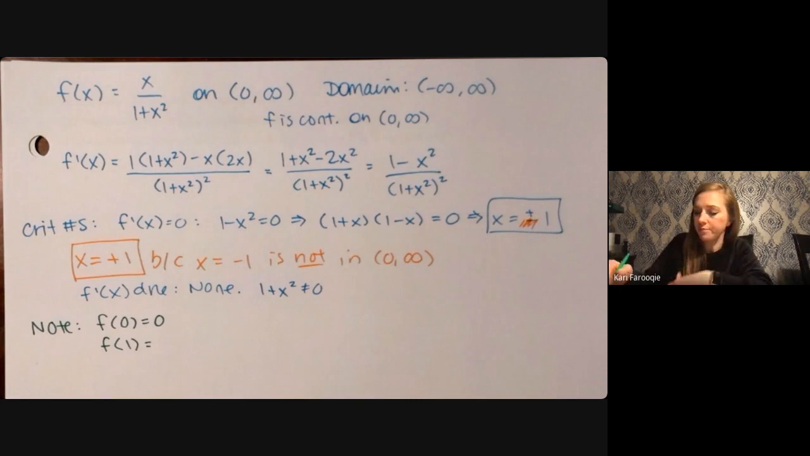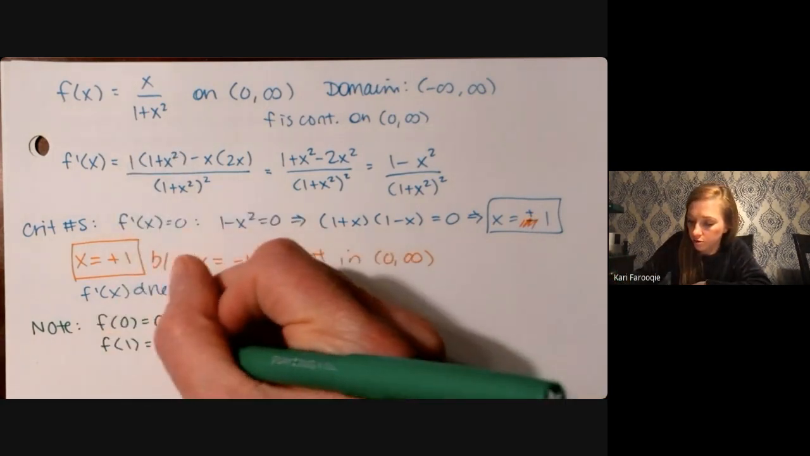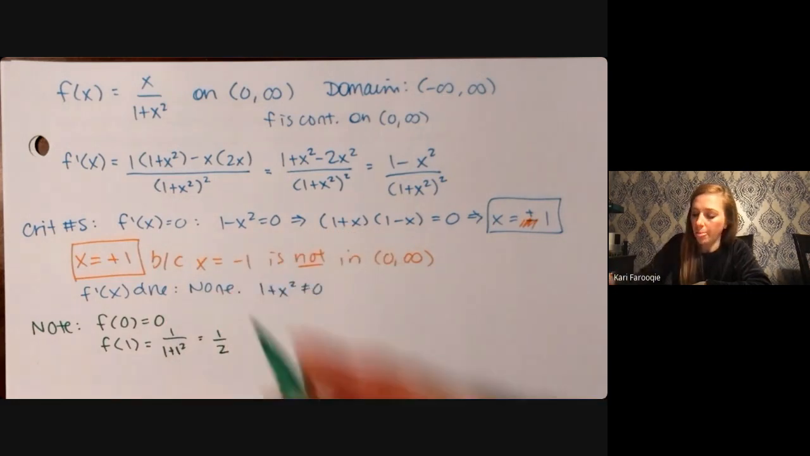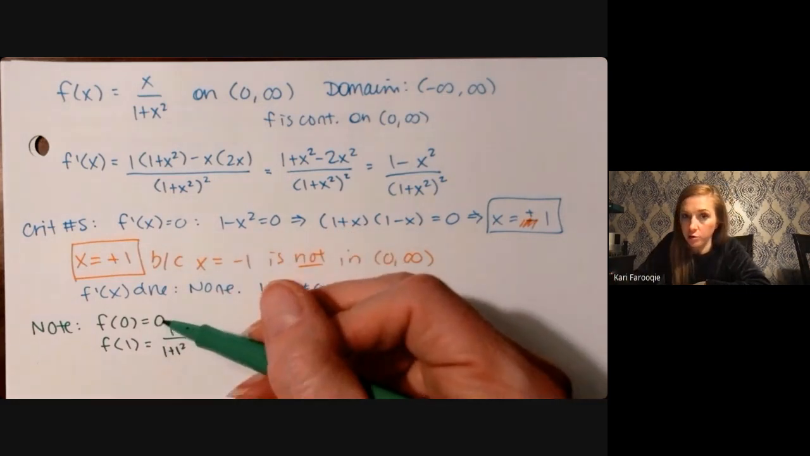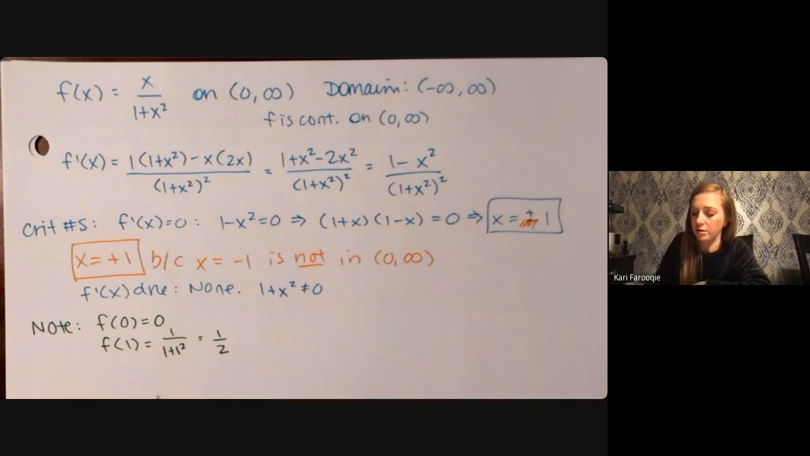F of 1 is just the function value at 1. So it's just 1 over 1 plus 1 squared, which is a half. Now, I already know that 0 is less than a half. But the question is, do I have enough information at this point to conclude that 0 would be the absolute minimum and that 1 would be the absolute maximum? Because you don't know what's really happening with the rest of this graph.